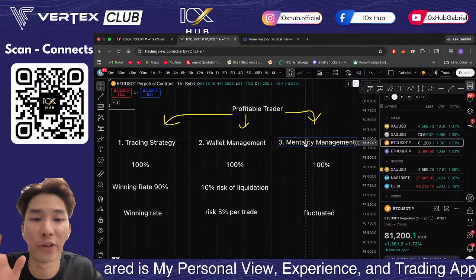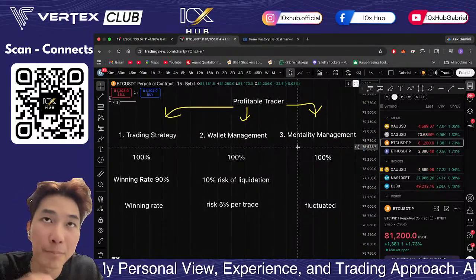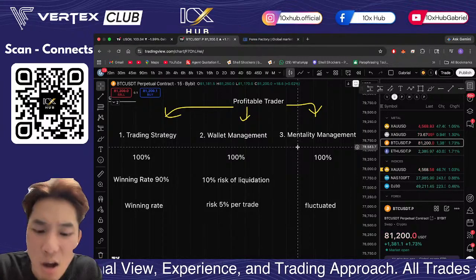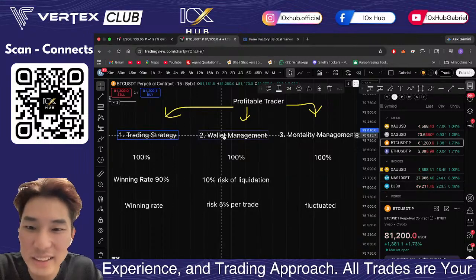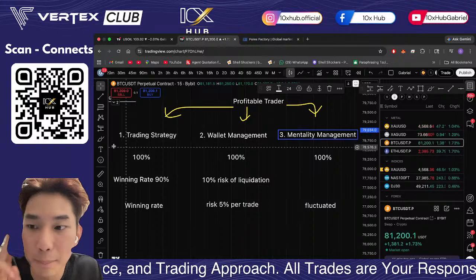If I put it this way for you to understand even better, if we look at fund houses or institutions, these three big pillars are actually three departments.